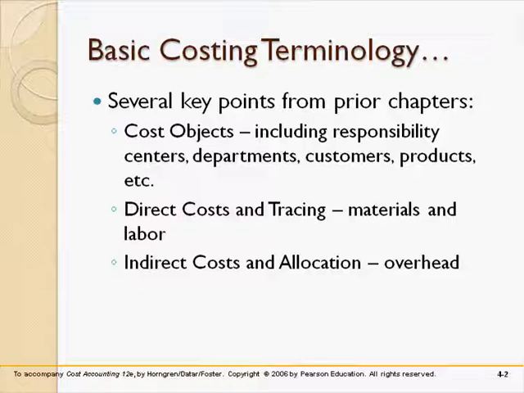Okay, direct costs and tracing. Usually materials and labor are considered direct cost, and usually just direct materials and direct labor, but there's some exceptions to that as well. And any indirect costs and costs that are allocated are usually considered to be overhead.